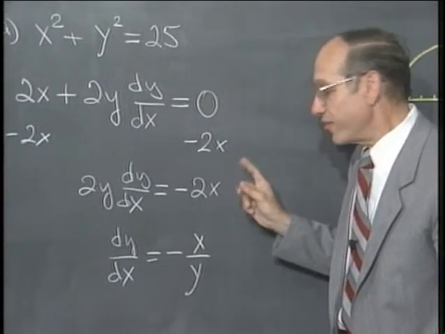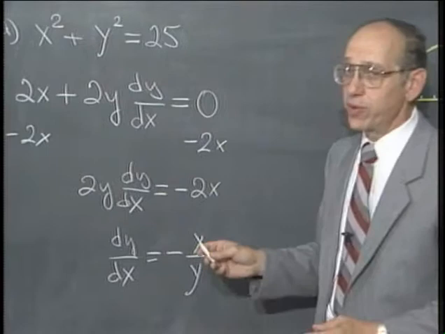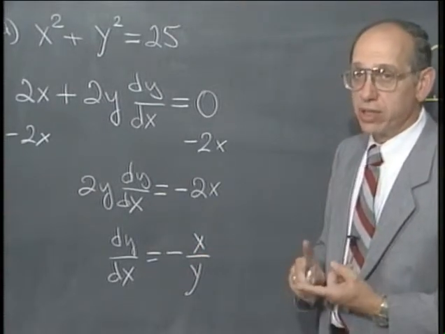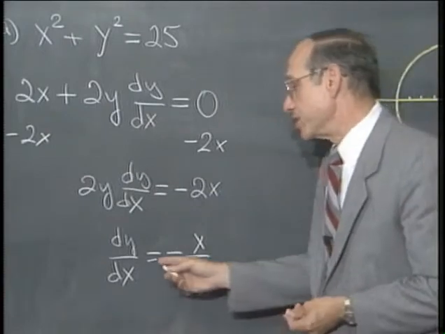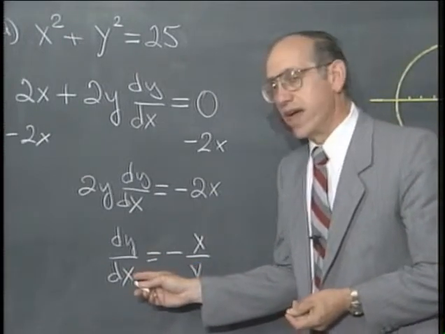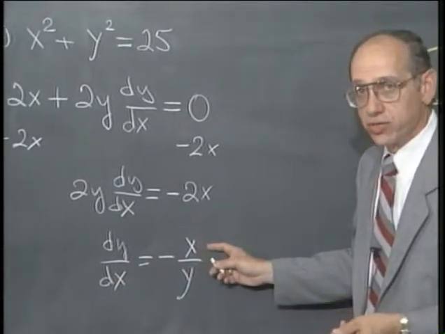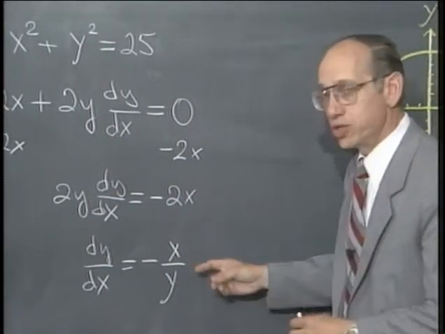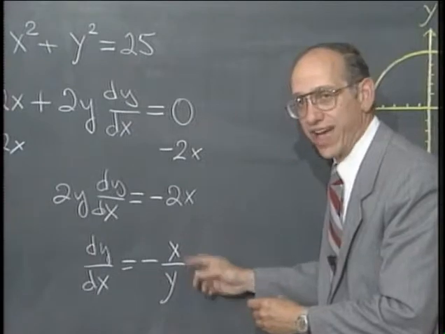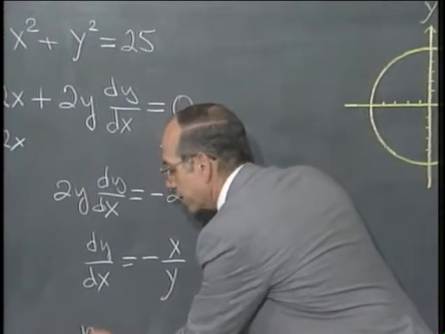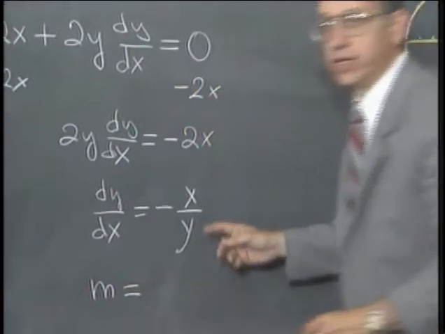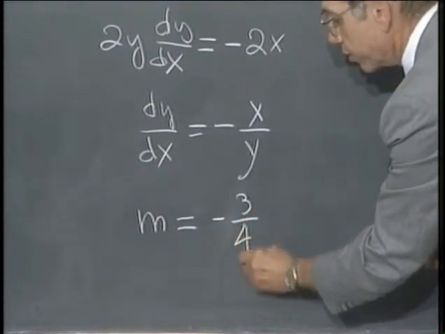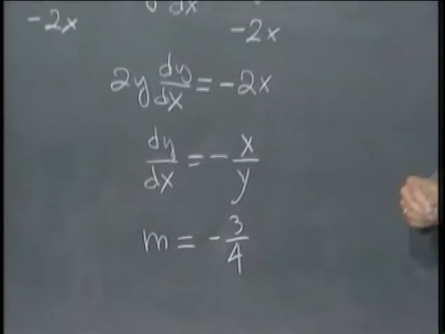Now, I haven't quite finished the problem, though, because my problem was to find the slope of the tangent line at the point 3, 4, which means I have to take this derivative and evaluate it at the point where x is 3 and y is 4. That's easy enough. I'll just substitute 3, 4 for x, y, and I get that the slope of the tangent line is minus 3 over 4, or minus 3/4.